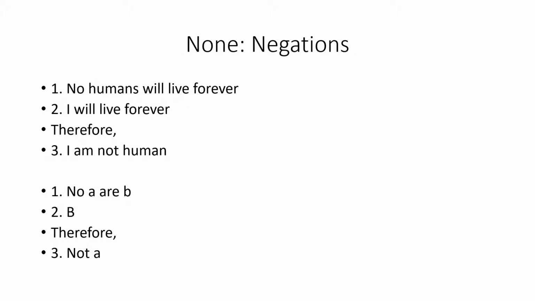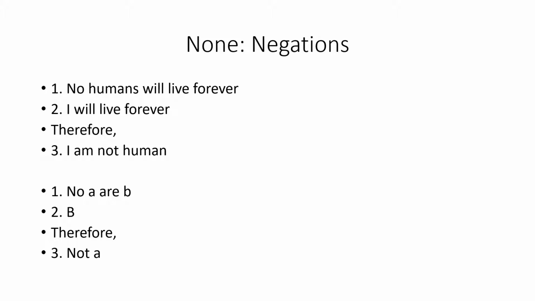Moving on to the next form of premise in an argument, called negations, which is no or none in an argument. Consider the premise here in this first argument. No humans will live forever. What's being said here is that there are no circumstances where one kind of thing will possess a particular property. So in this case, it's saying there are no kinds of things that are humans that will hold the property of living forever.